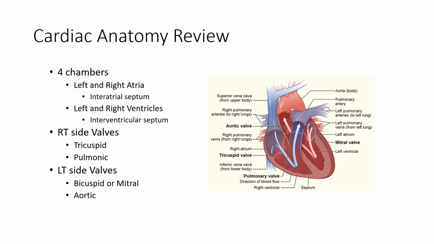The heart has four chambers. The left and right atria, separated by the interatrial septum, and then the right and left ventricles separated by the interventricular septum. The right side has two valves, the tricuspid valve and the pulmonic valve, and then the left side valves are the bicuspid or the mitral valve and the aortic valve.